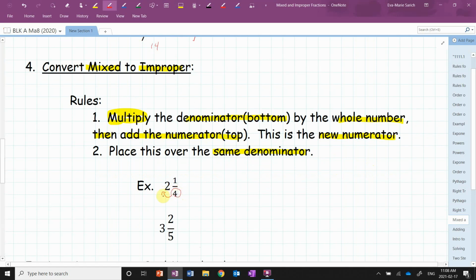Start at the bottom. 4 times 2 gives us 8. And then we take that 8 and we add the top. So 8 plus 1 gives us 9. That is 9 over the same denominator, which is 4.